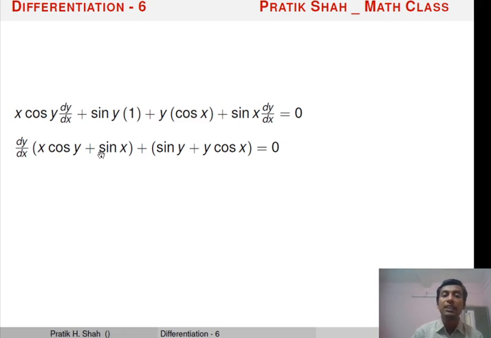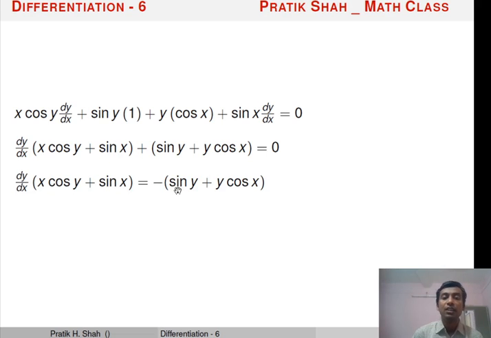It means we are left with x cos y plus sin x, and these two terms are not having dy by dx, so we are taking them together in another bracket. Now our question is to find dy by dx. It means we will try to make dy by dx the subject of the equation. So first we will take this term to the opposite side, so it will be negative. And now we will take this term to the opposite side, so it will go to the denominator. So this is dy by dx, our required answer.